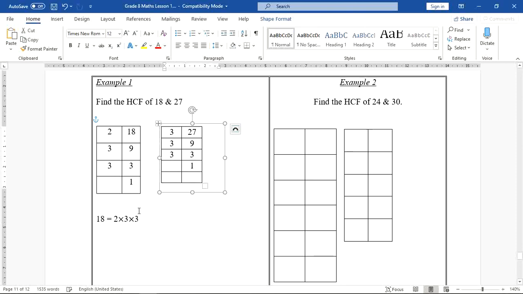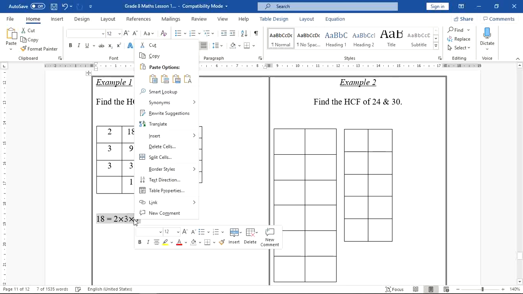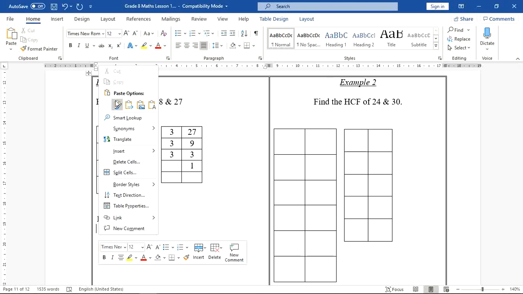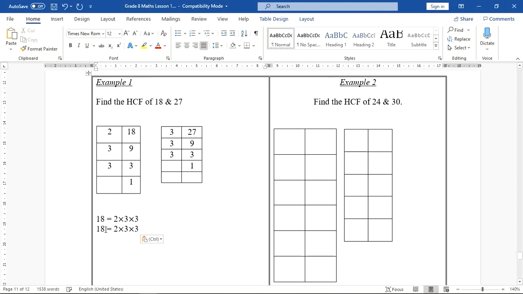So we can write that 27 is none other than 3 times 3 times 3. Alright, so now we've expressed each number as a product of its prime factors.